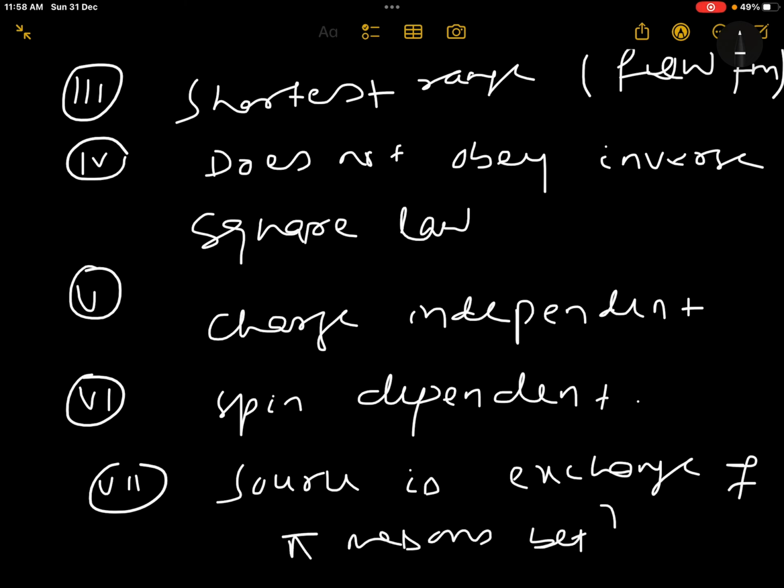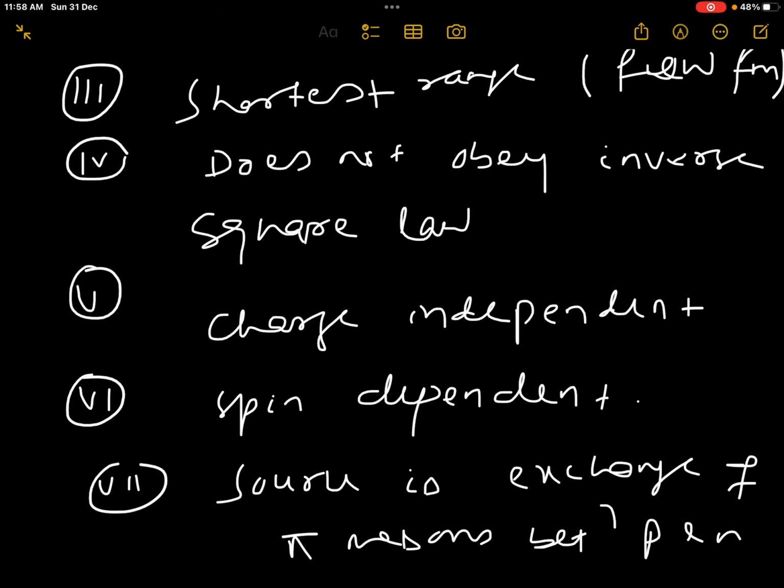Actually, between proton and neutron. Proton and neutron are unstable. They can be interconvertible. Proton can be converted to neutron, neutron can be converted to proton. During this they exchange pi meson. Due to this tendency, the nuclear force exists.